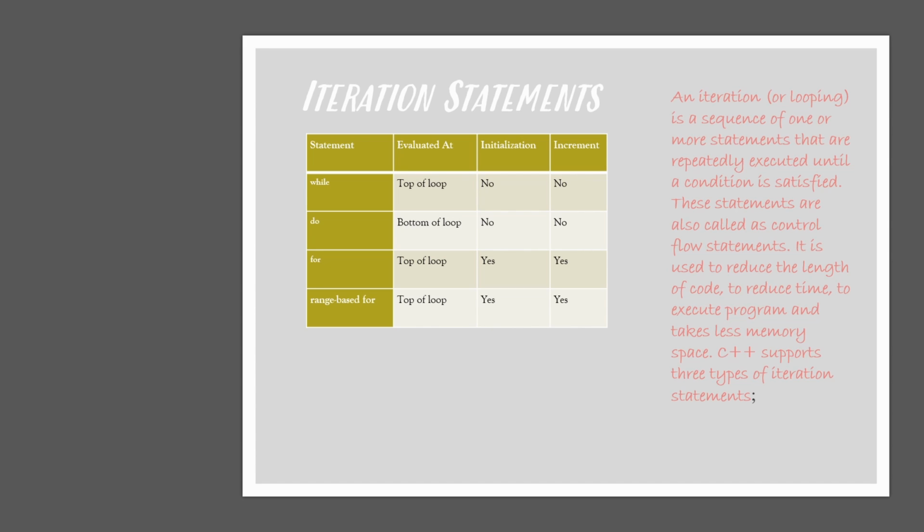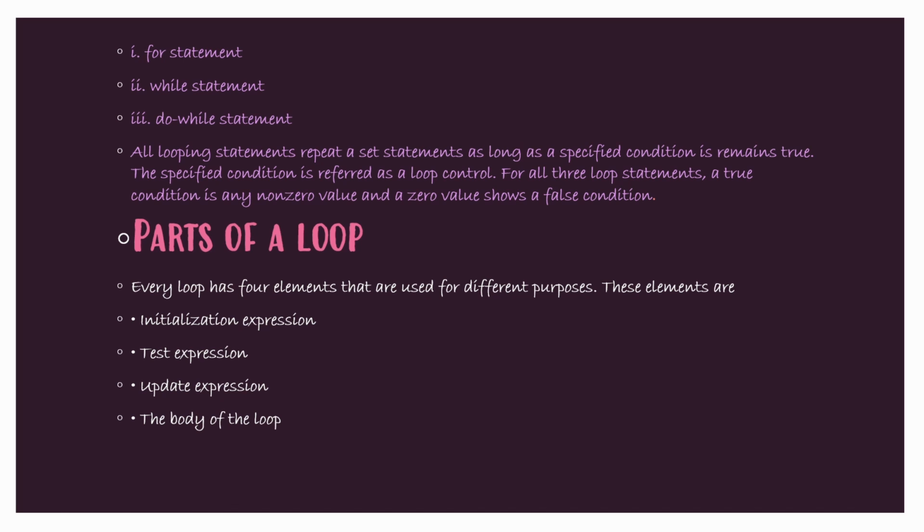I depicted a block to make sure you read it and note it down. It is very important. There are three types of iteration statements: for statement, while, and do while. All looping statements repeat a set of statements as long as the specified condition remains true. The specified condition is referred to as the loop control.